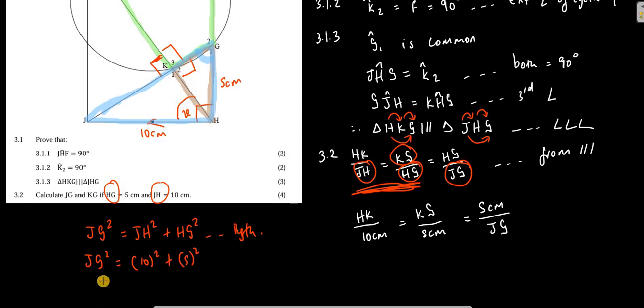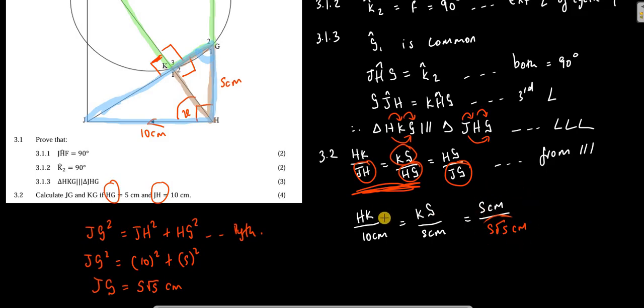Then using your calculator there, you can find the answer, which is the square root of 10 squared plus 5 squared. So it's going to be 5 root 5 centimeters. Wow, very good, guys. So that is JG here. So we put JG. Now we know JG here. Yeah, very good. 5 root 5 centimeters.